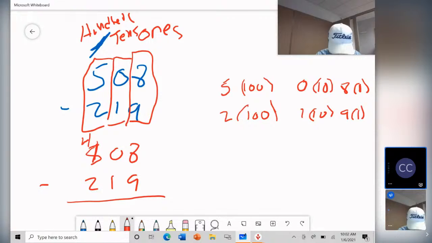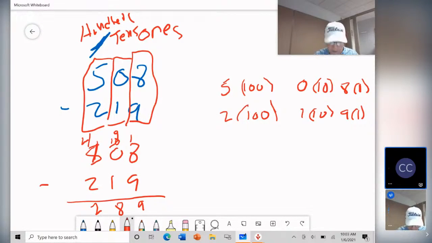So now this becomes a 10, and then we have to borrow 10 ones. So that now becomes a 9. This becomes 18. So 18 minus 9 is 9. And 9 minus 1 is 8. And then 4 minus 2 is 2. So it's going to be 289.